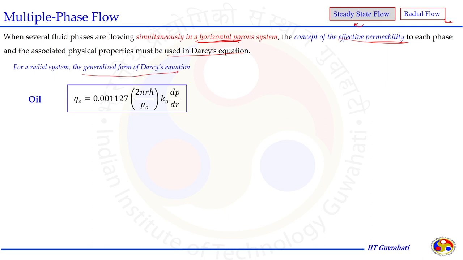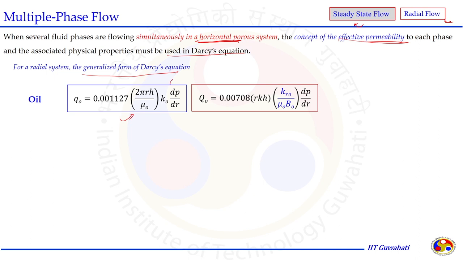For example, we are considering all three phases: oil, gas and water. We can write the Darcy law for oil, gas and water, and then the permeability that was appearing can be replaced by the relative permeability in the Darcy equation. So for the radial system, this is the generalized form of the Darcy equation for the oil. This can be solved for the steady state case. Before solving for the steady state case, what we did is this term Ko is replaced with relative permeability, and then this K, absolute permeability, is also appearing in this term.